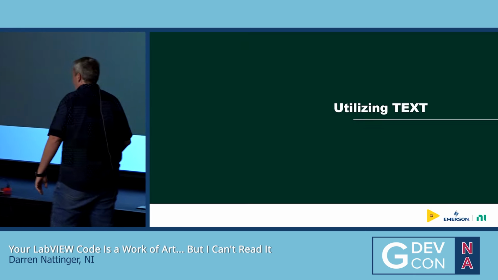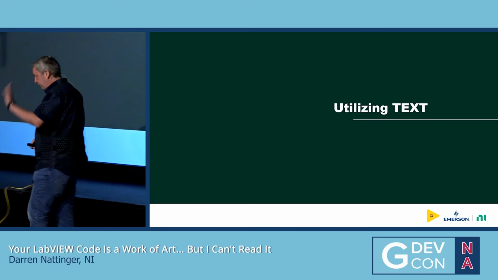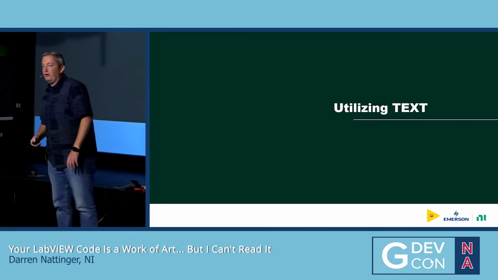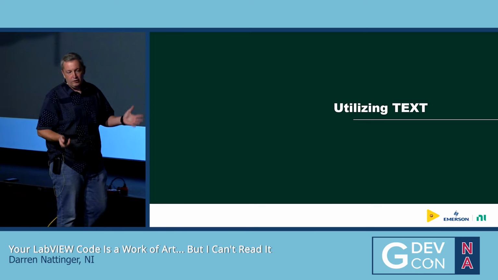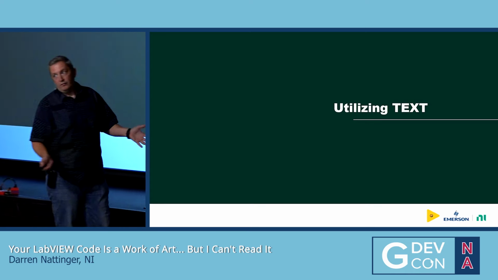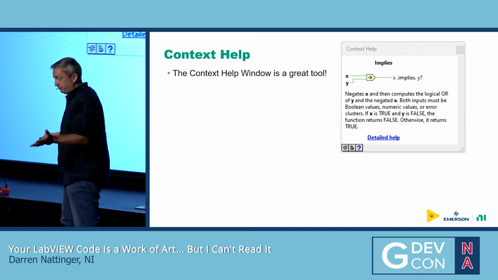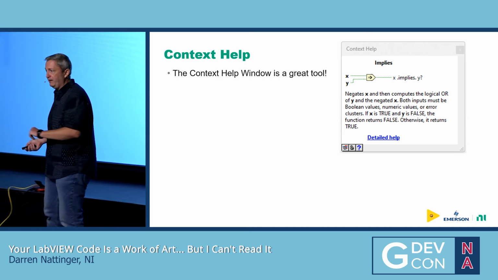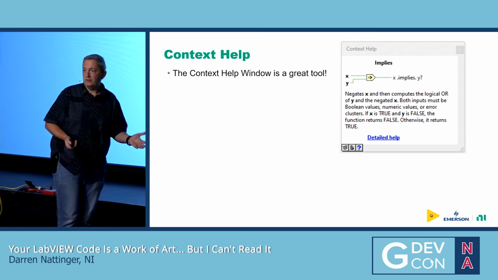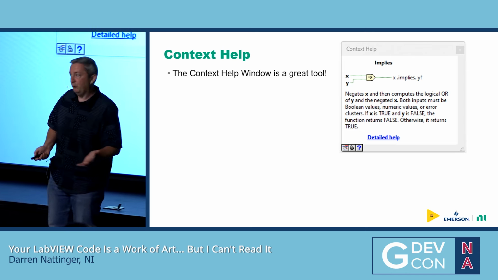All right, so next step. I talked about naming things. Now we're going to talk about how to utilize text to improve the readability of our LabVIEW code. So first I want to talk about the context help window. It's a great tool. With the press of a key, you can hover over any object on the block diagram and learn more about how it works.